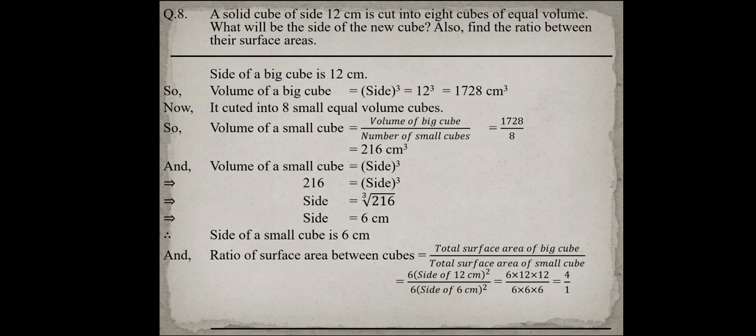4 upon 1 means 4 is to 1, because a ratio is the comparison of two numbers. It means in a ratio we are dividing two numbers or two quantities of the same unit, that is the ratio. So the ratio is 4:1. The side of the small cube is 6 centimeter and the ratio between their surface areas is 4:1.